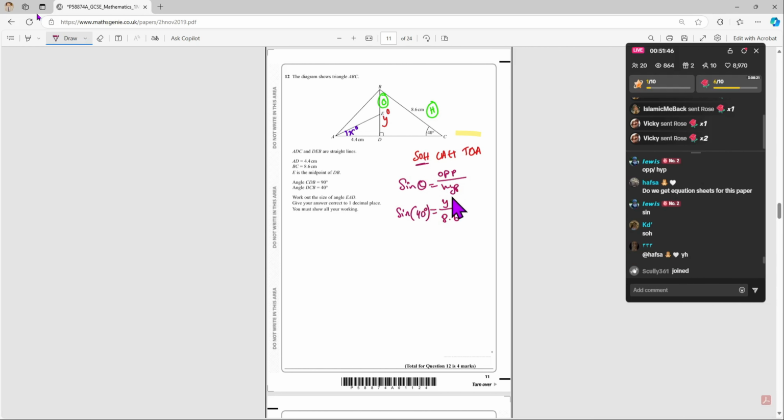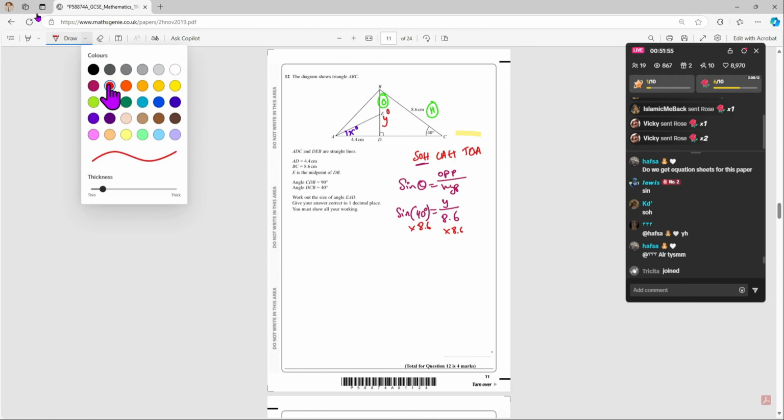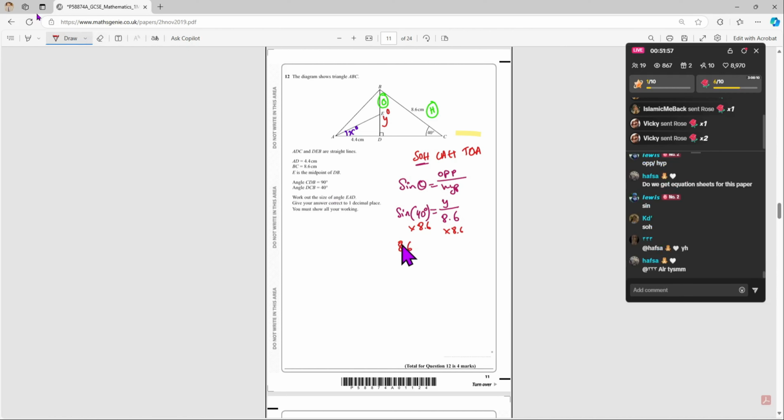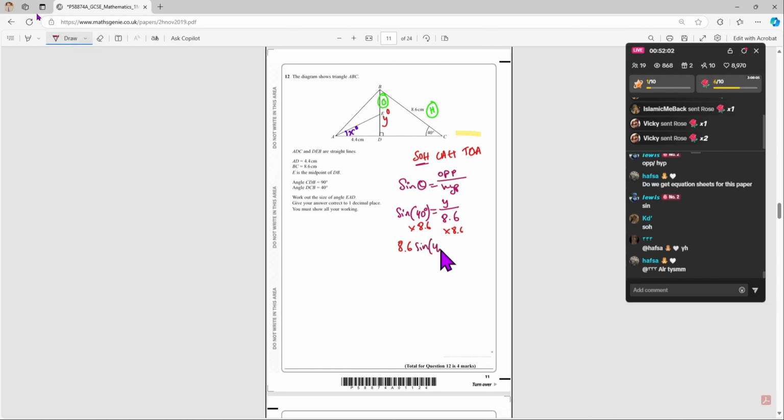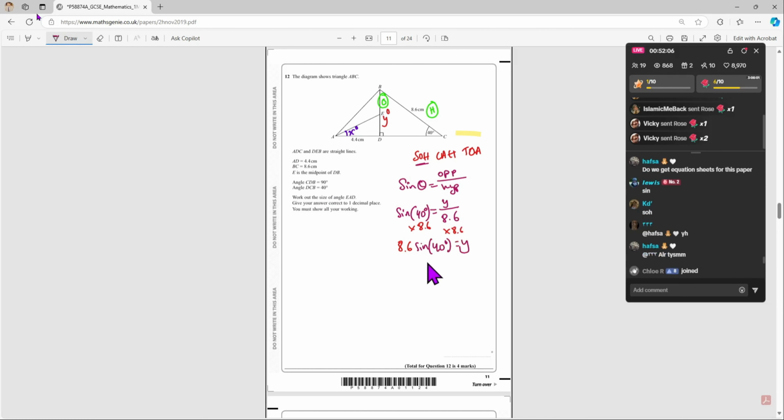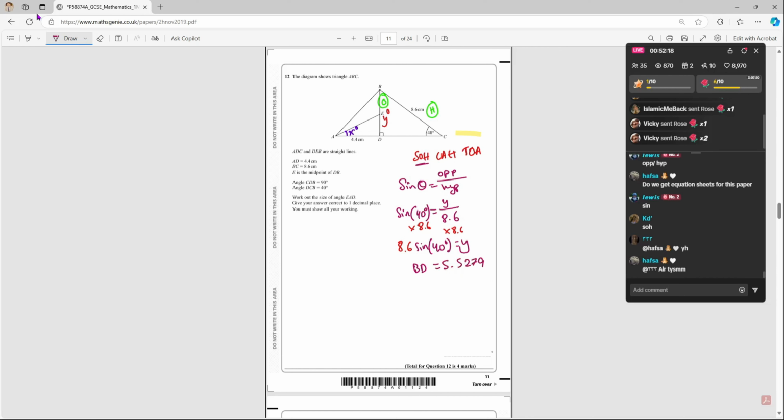We need to find the value of y, so we have to rearrange this. I'm going to multiply by 8.6 on both sides, and then you're going to end up with 8.6 sine 40 degrees is equal to y. And then you put this into your calculator to get the length. So BD is equal to 5.5279, and then it recurs, it continues.